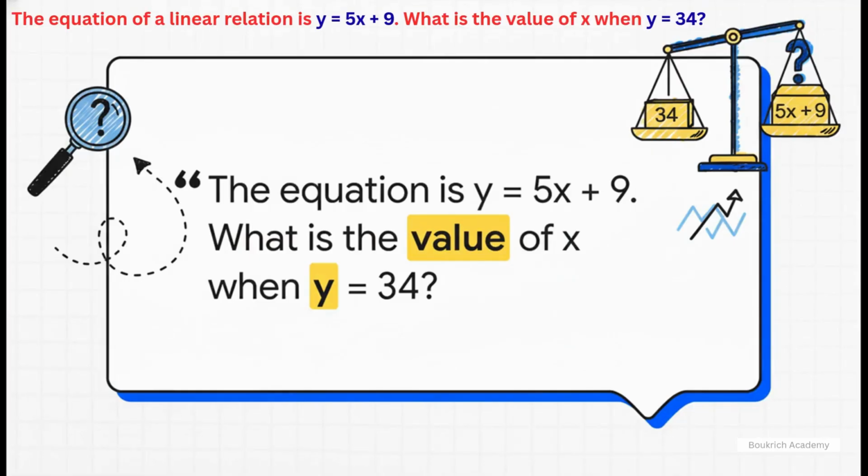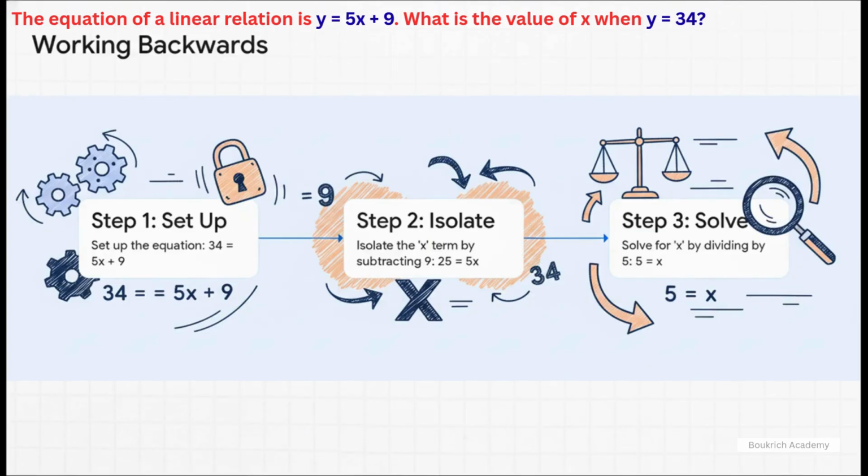So here's the scenario. We have our code. y equals 5x plus 9. But this time, we already know the answer. We know y is 34. The mystery we have to solve is, what value of x makes this whole thing true? To solve this, we just have to work backwards.